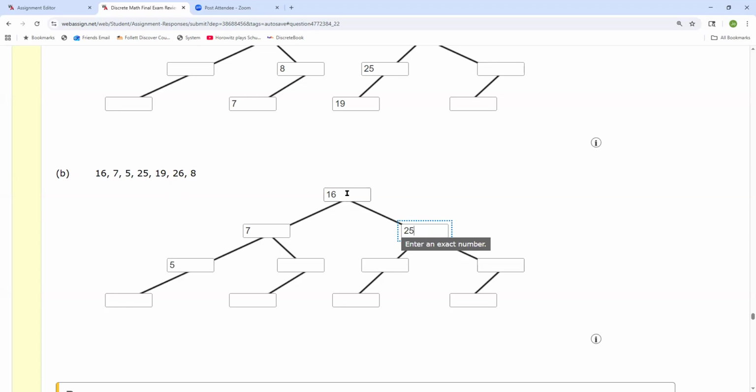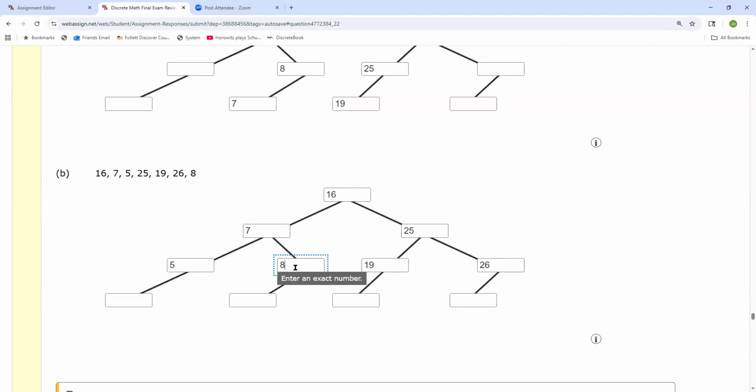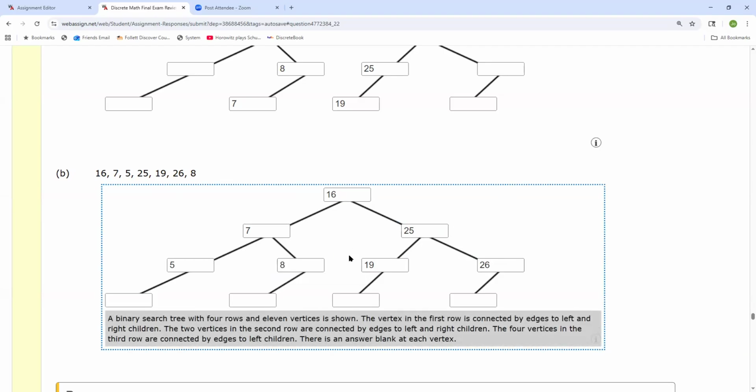19, does 19 go left or right of 16? Right. Does 19 go left or right of 25? Correct. 26, does 26 go left or right of 16? Right. Does 26 go left or right of 25? Right. So there we go. Now 8. Does 8 go left or right of 16? Left of 16. Does 8 go left or right of 7? Goes to the right.